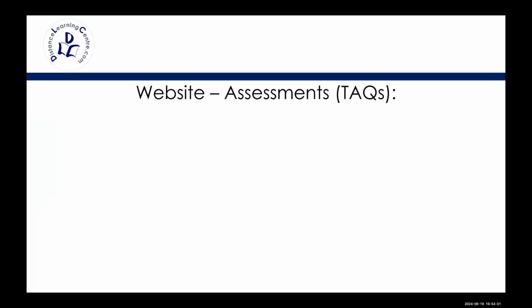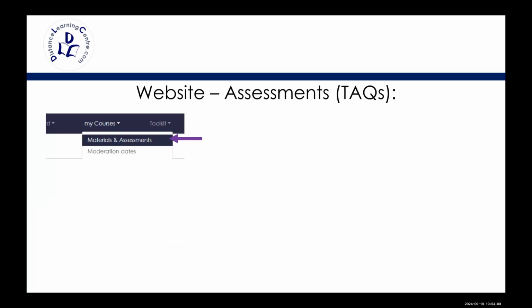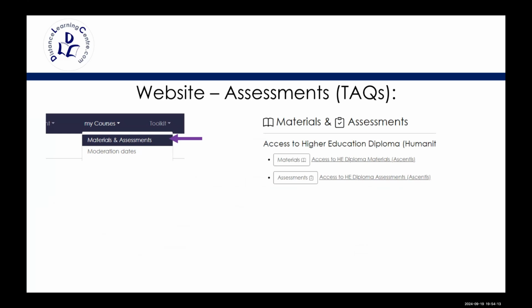So that was the materials section of the website. Now let's have a look at the assessment section of the website. Okay, so again, you would click on My Courses, Materials and Assessments, and you would click on the Assessments button this time. So the section we just looked at, the materials, it's got everything you need to learn about that unit. Okay, all the information that you need. Now, the assessments live in this area. And these are the things that your tutors will mark.